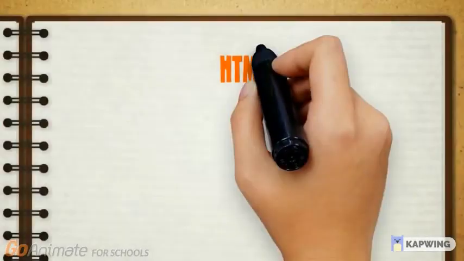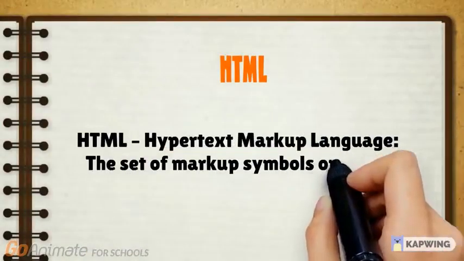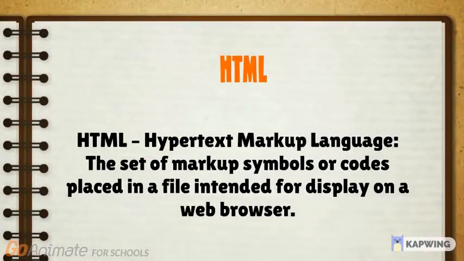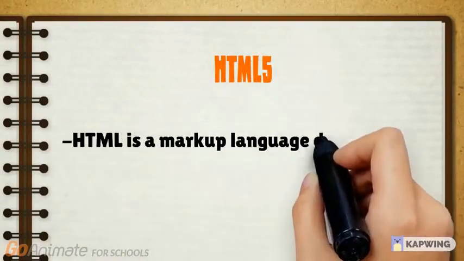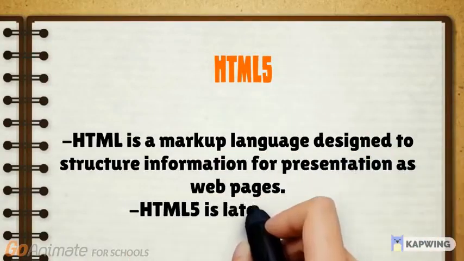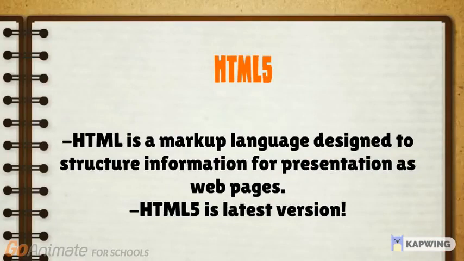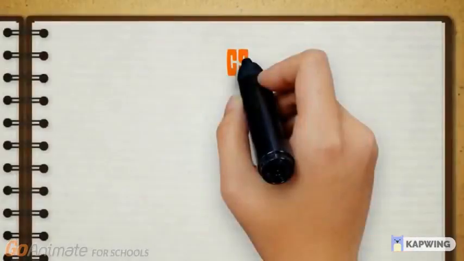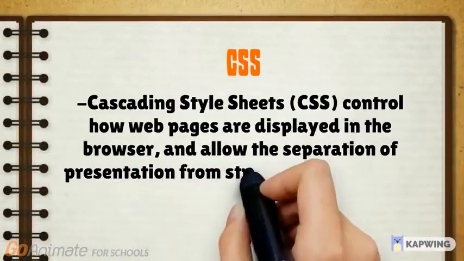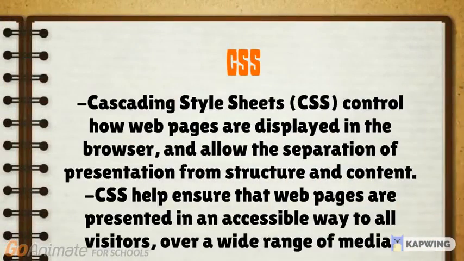Let's see common client-side technology. HTML, Hypertext Markup Language, is the set of markup symbols or codes placed in a file intended for display on a web browser. HTML is a markup language designed to structure information for presentation as web pages. HTML5 is the current version and it has changed the game of the web world. Cascading Style Sheets, CSS, control how web pages are displayed in the browser, and allow the separation of presentation from structure and content.